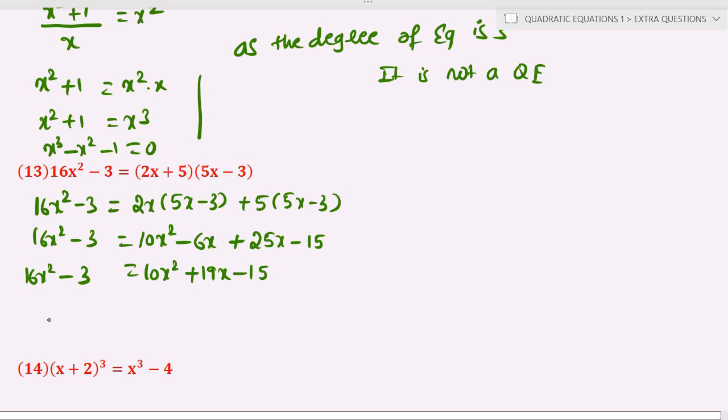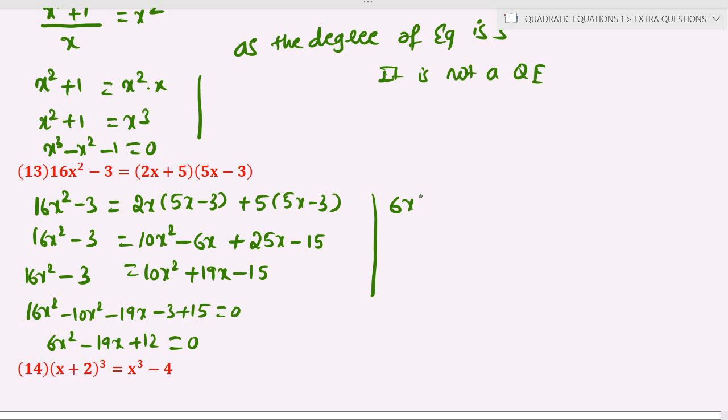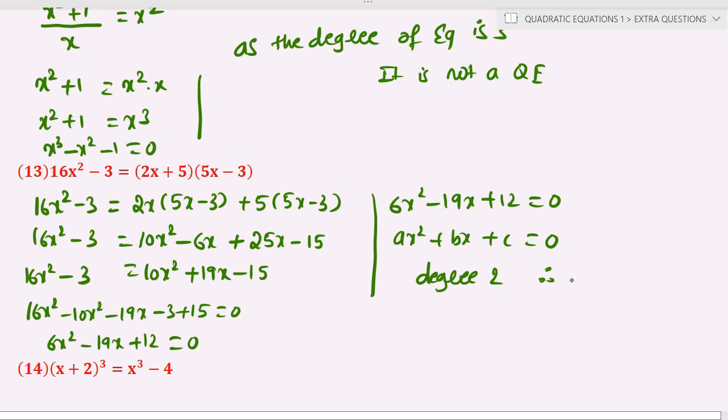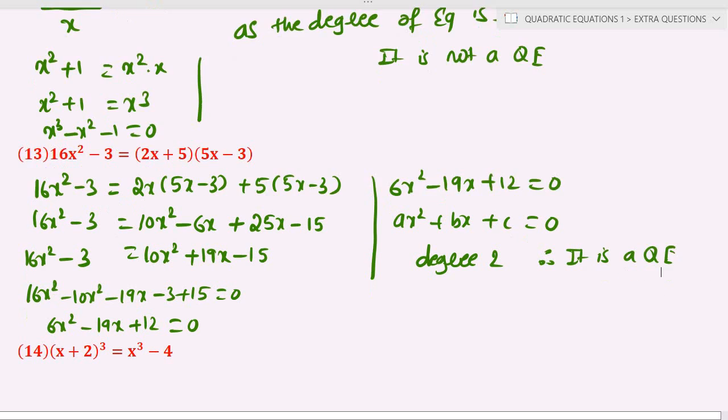16x square minus 3, everything you take to the left hand side. 16x square minus 10x square minus 19x minus 3 plus 15 is equal to 0. This is 6x square minus 19x plus 12 is equal to 0. As 6x square minus 19x plus 12 is equal to 0 is of the form ax square plus bx plus c is equal to 0, and the degree is 2, therefore it is a quadratic equation. It is a quadratic equation. Let us go for the next one.